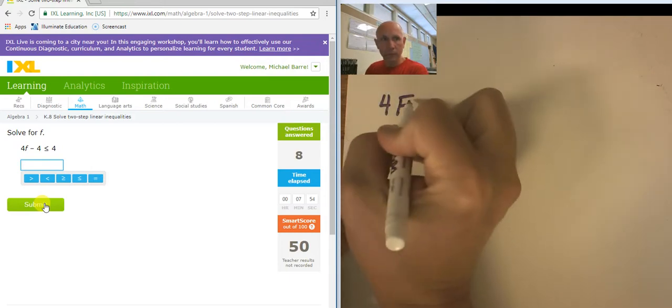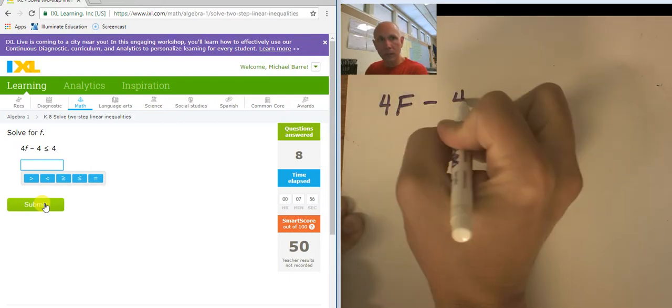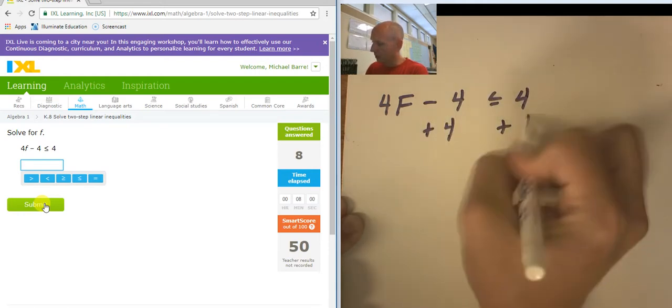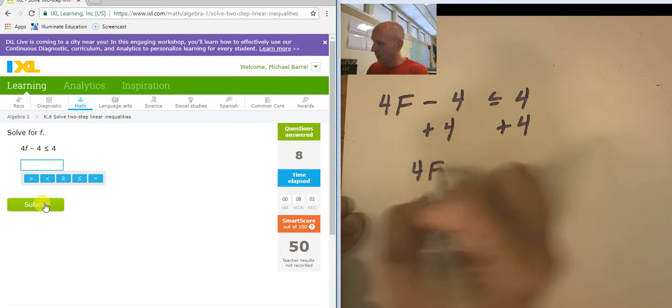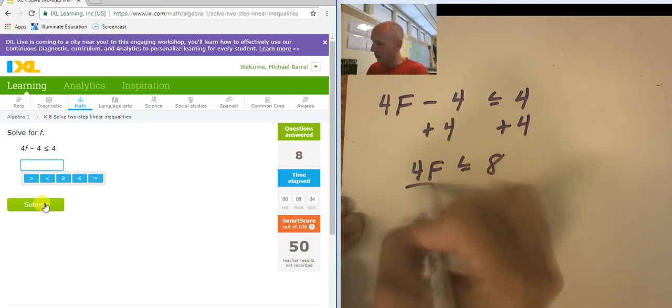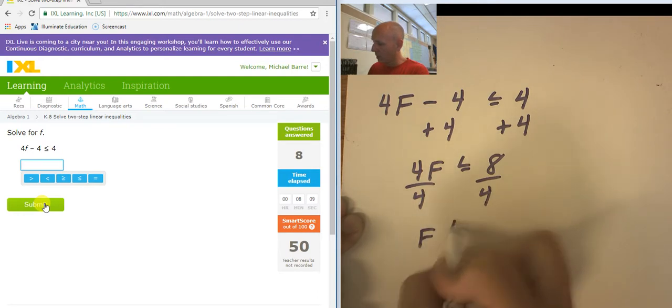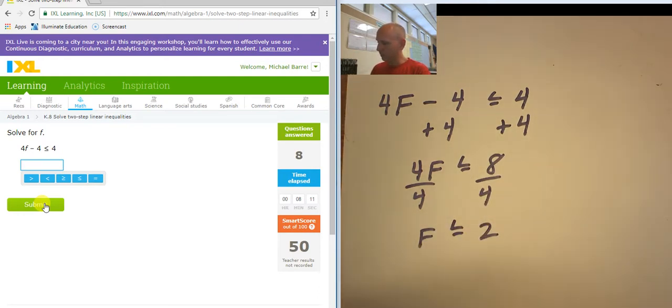4f minus 4 is less than or equal to 4. So I'm going to add 4 to both sides. So 4f is less than or equal to 8. Dividing both sides by 4. F is less than or equal to 2.